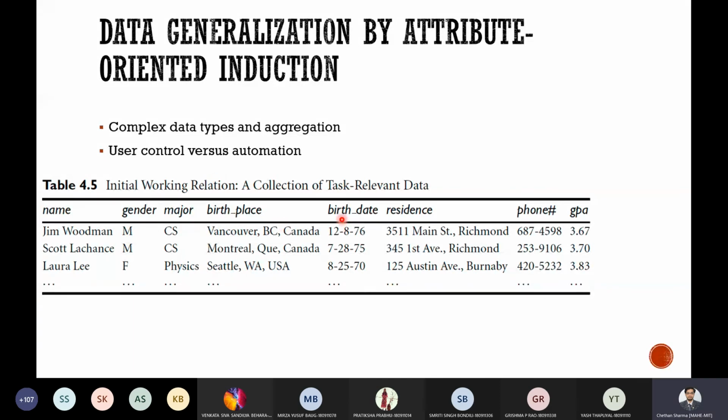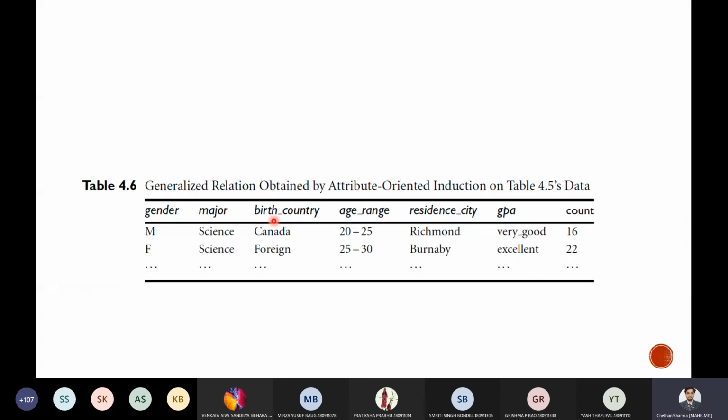Again, this birth date can be generalized to age. Instead of birth date, age, and age can again be generalized to age range, like what intervals the age lies in. Okay, and one example is here.